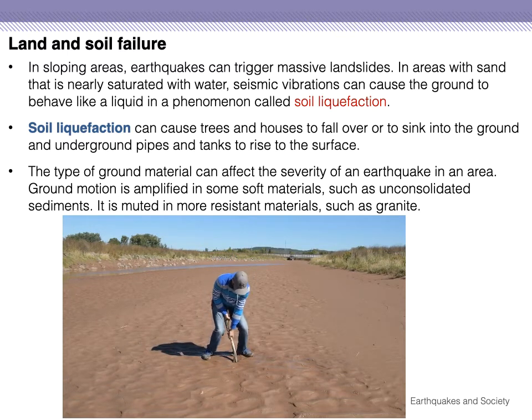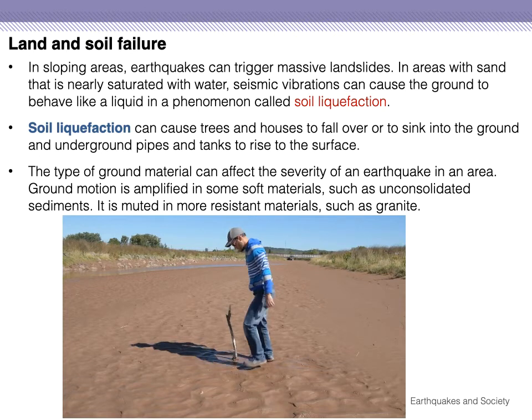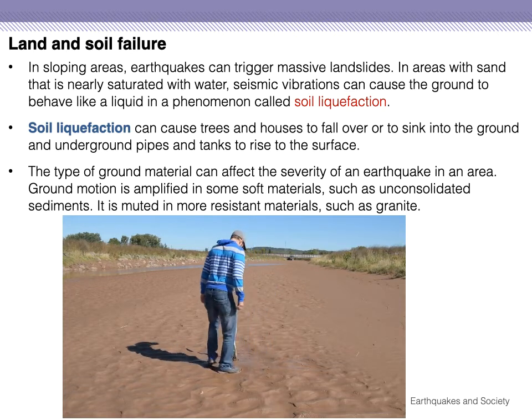The type of ground material can affect the severity of an earthquake in an area. Ground motion is amplified in some soft soils, such as unconsolidated sediments. It is muted in more resistant materials, such as granite.